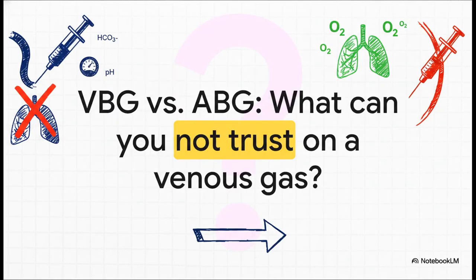Now, another pitfall. Let's talk VBG versus ABG. Sarah, what's the one thing, the most critical mistake you can make by looking at a venous gas instead of an arterial one? You cannot, under any circumstances, trust a VBG for oxygenation. Sure, it can give you a rough idea of pH and CO2 sometimes, but for the PaO2, for knowing if your patient is actually getting enough oxygen, it's completely unreliable. You absolutely must have an arterial sample for that.